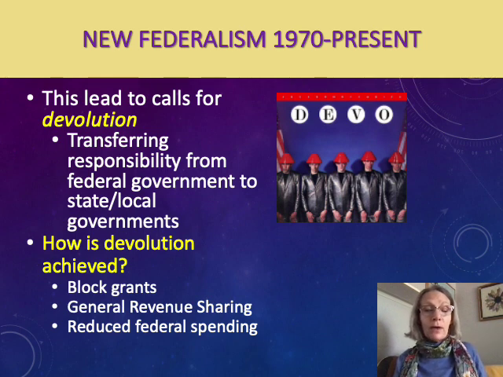And then devolution was also achieved by just generally reducing federal spending, right? If you take away federal spending, then it's much more difficult to institute federal regulations on states. And there are upsides to that and downsides to that, which you'll read about in more detail in the textbook.